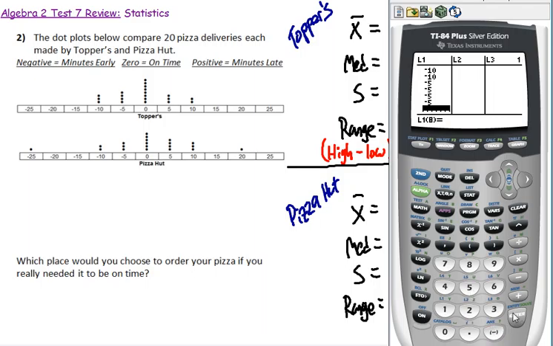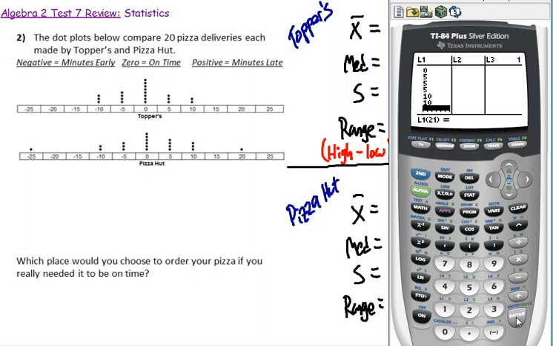And 0, which represents they were on time. 1, 2, 3, 4, 5, 6, 7, 8. So we would have 8 zeros. 5, positive 5, that means they were late 5 minutes. That happened 3 times. So we'll put that in 3 times. And then finally, they were late 10 minutes, and that happened twice. So we'll do 10 and 10.